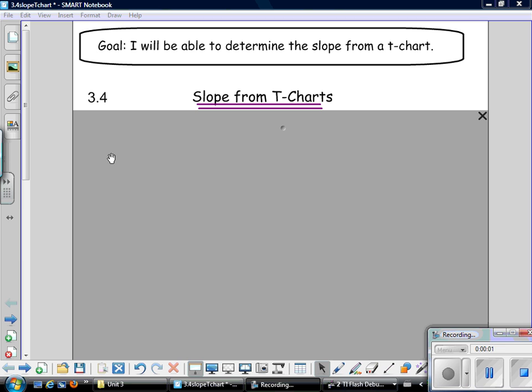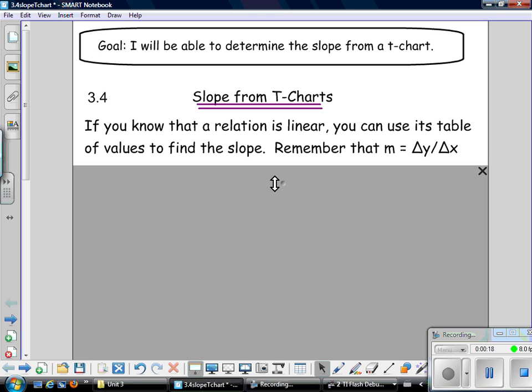Right, section 3.4, and our goal is: I will be able to determine the slope from a t-chart. So we're looking at slopes from t-charts. Obviously we're talking about linear relationships here, not nonlinear, because remember, nonlinear has an infinite number of slopes. If you know that a relation is linear, you can use its table of values to find the slope. Remember that slope equals delta y divided by delta x.